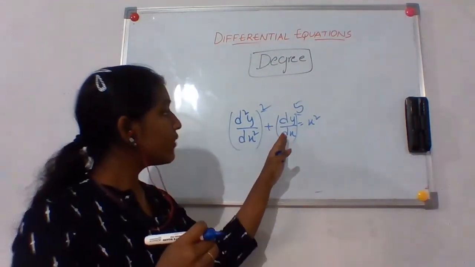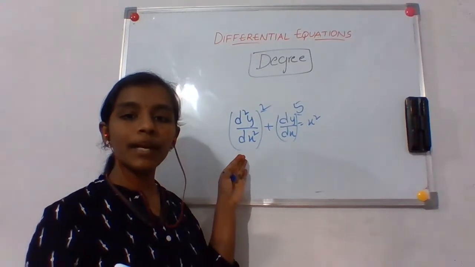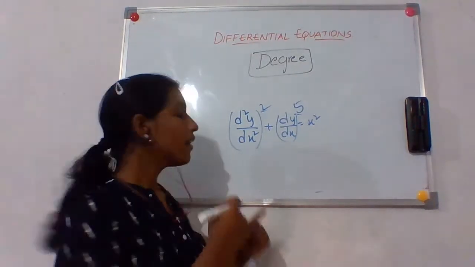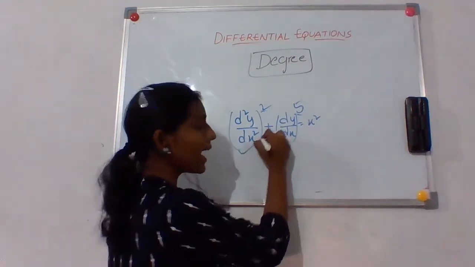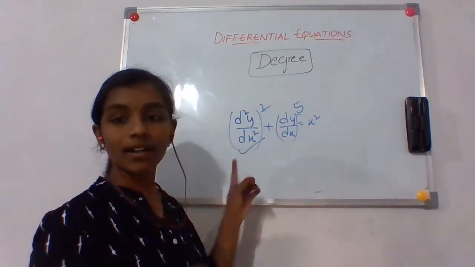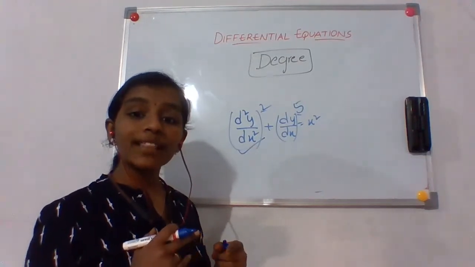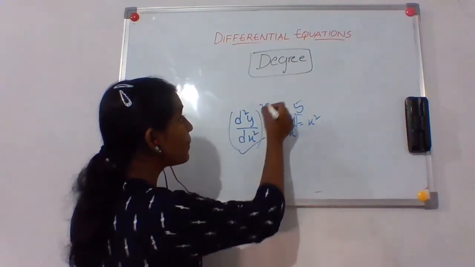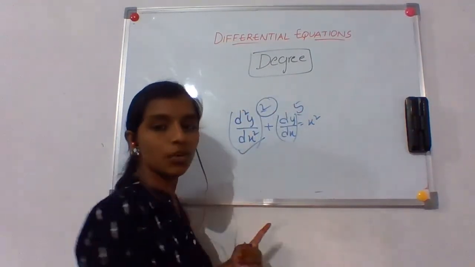Here I have dy by dx and I have d square y by dx square. Now which one has the highest order? Without doubt this has the highest order, right? This is 2 and this is 1. So this is the highest order. Now I need to take the power of this highest order. So I need to take the degree as 2.